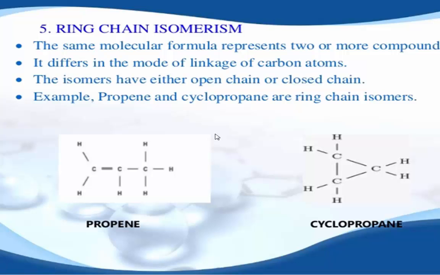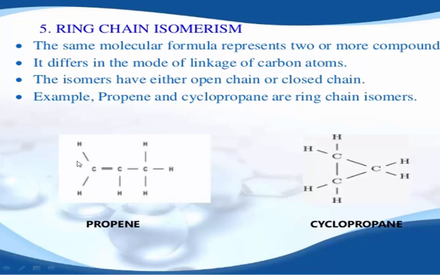Next, ring chain isomerism. Here the compounds having same molecular formula represent two or more compounds. It differs in the mode of linkage of carbon atoms. The isomers have either open chain or closed chain compounds. Yes, it indicates the ring chain isomerism. Here the compound structures are represented in open chain or closed chain.